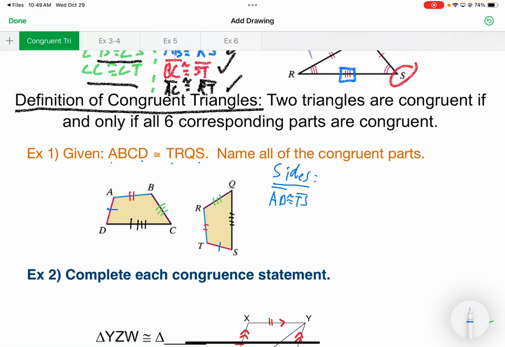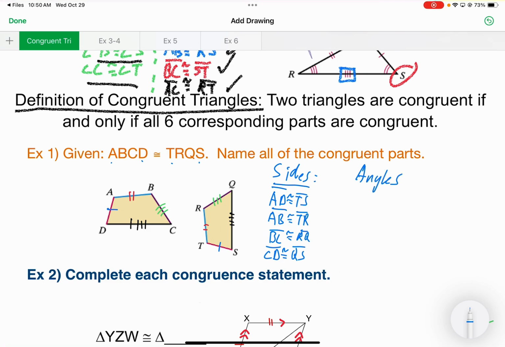All right, someone else. What's another pair of congruent sides? AB is congruent to TR. Good. Really, we can just look at our tick marks. We did all the hard work now. All right, what's another pair of congruent sides? Good job. BC is congruent to, you said RQ? Okay. Last pair of congruent sides. Good. CD is congruent to QS. Good. All right, there's my sides.